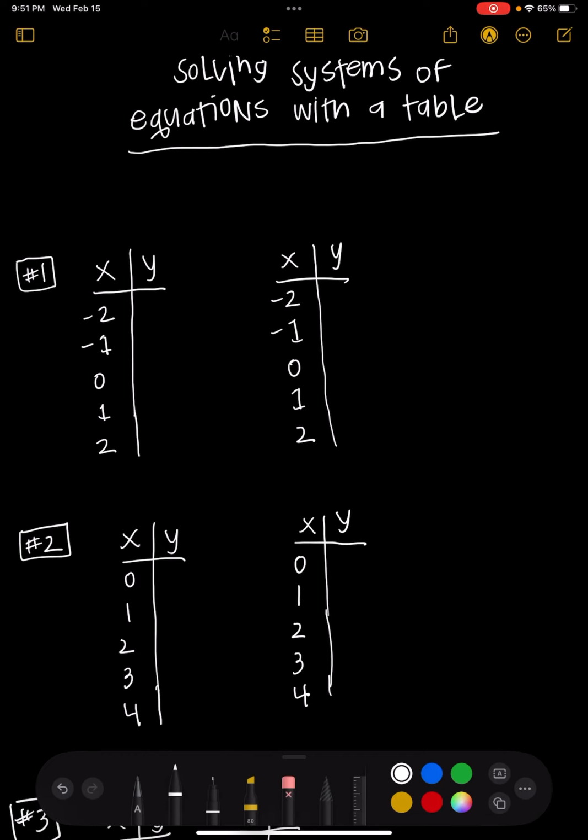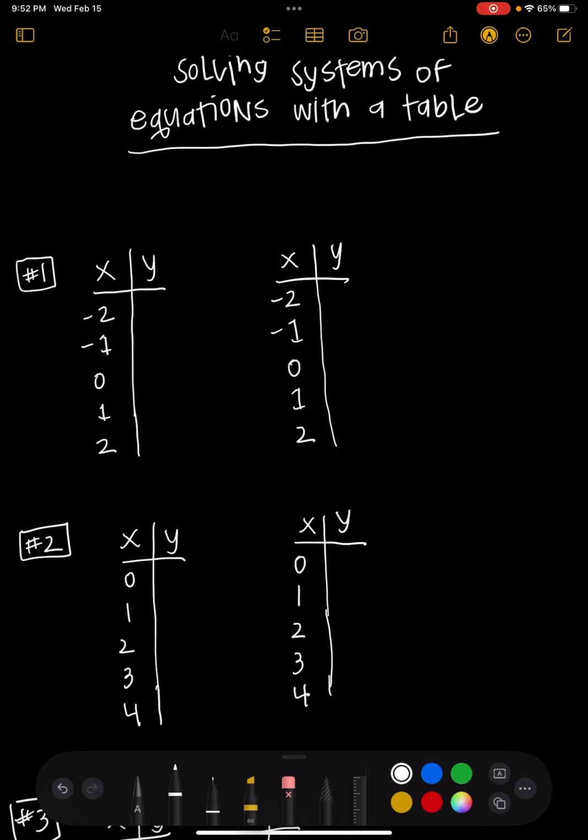Hi everyone, so we're going to be talking about how to solve systems of equations with a table. Let's start by just talking about what a system of equations is. It's when we have two different equations. In this case they're linear, meaning there's one x and one y, and we're looking for where they meet or where they intersect or where they have the same answer, and that would be the solution.